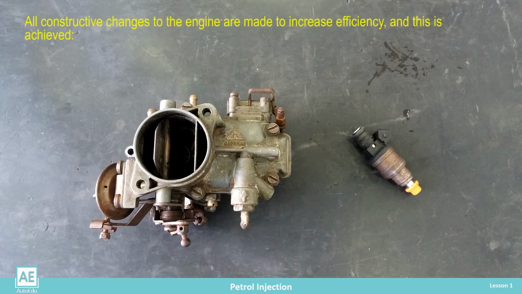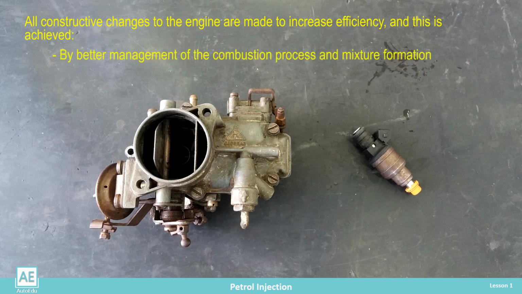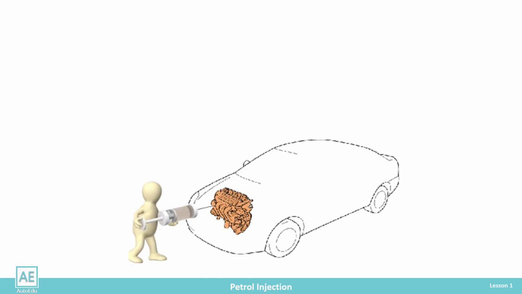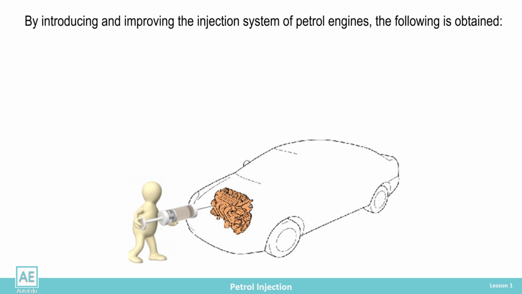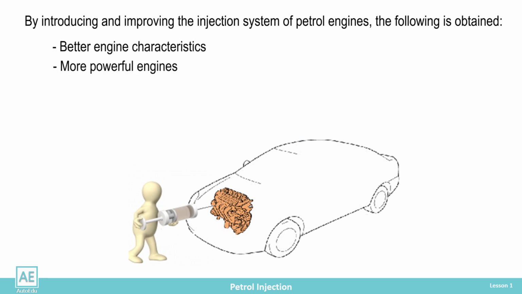All constructive changes to the engine are made to increase efficiency, and this is achieved only in two ways: by better management of the combustion process and mixture formation, and by reducing losses in the engine operation process. By introducing and improving the injection system of petrol engines, the following is obtained: better engine characteristics, more powerful engines, more economical engines, more ecological engines.